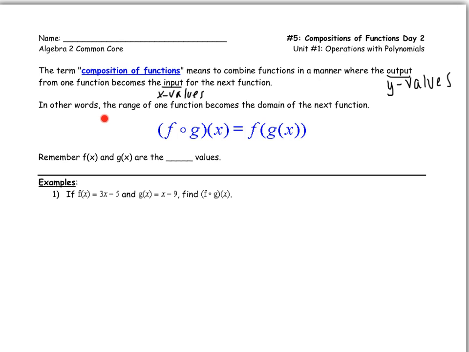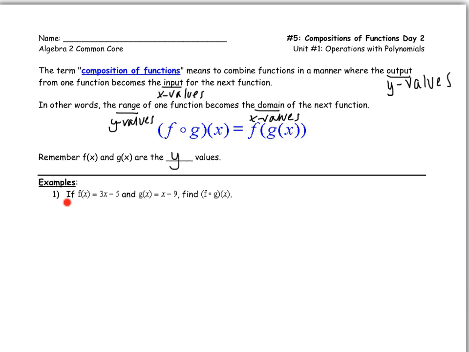Or in other words, the range, remember range again is y values, where the range of one function becomes the domain or the x values of the next. And remember that f of x and g of x are also called the y values. Now this is a lot of vocabulary. It's not necessary for you to understand so much the definition as it is to apply it to examples. So let's see if we can apply it to an example.